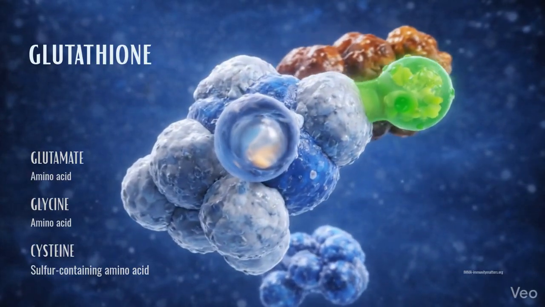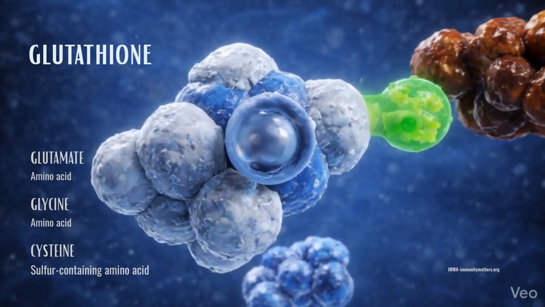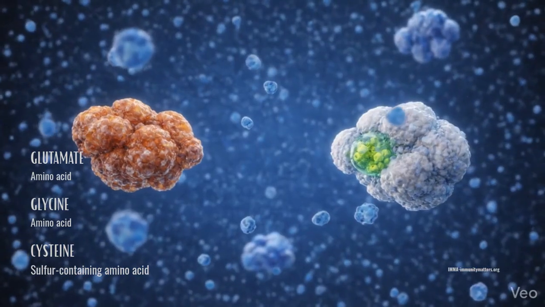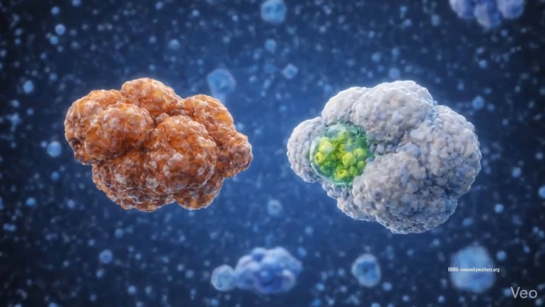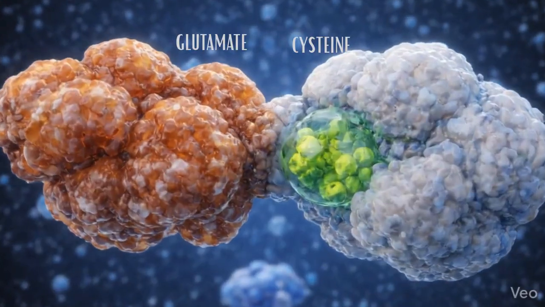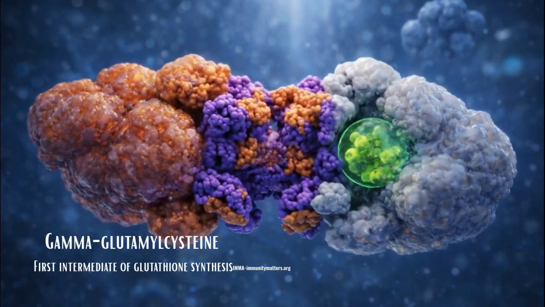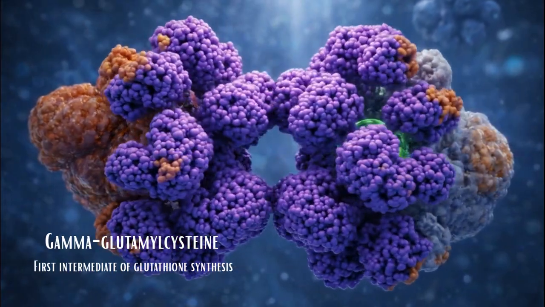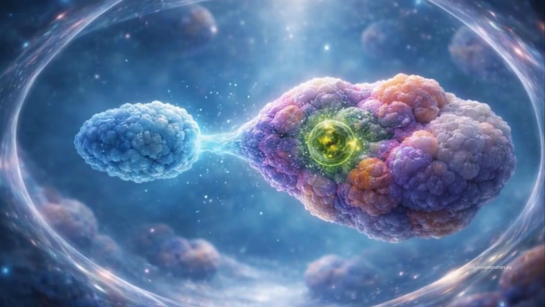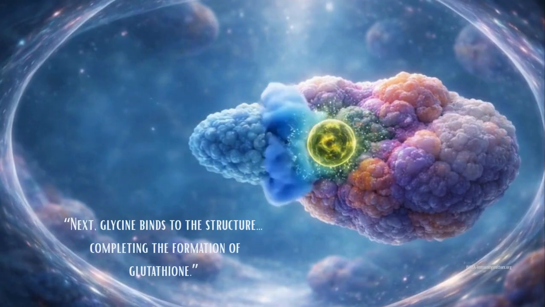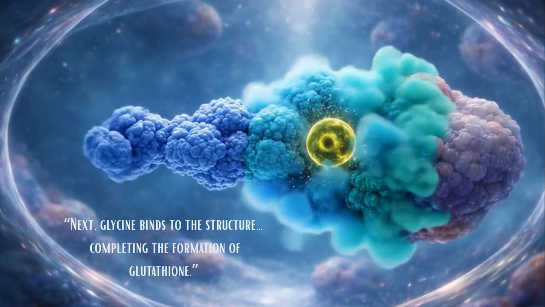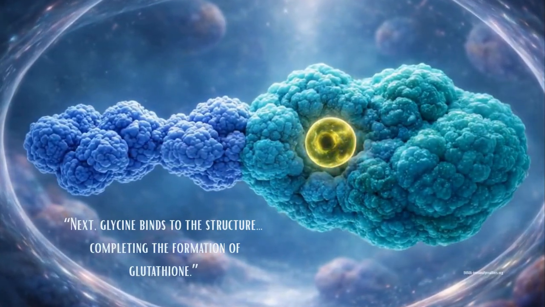To produce glutathione, your body requires 3 amino acids. This is where the first step of synthesis begins. Glutamate binds to cysteine, forming a new structure, and most importantly, the sulfur group remains intact. Next, glycine binds to the structure, completing the formation of glutathione.